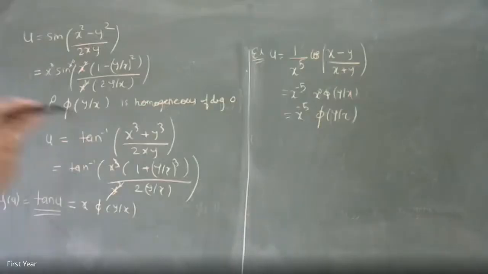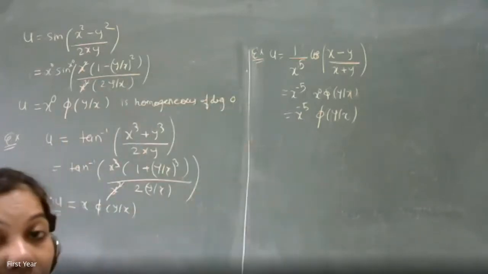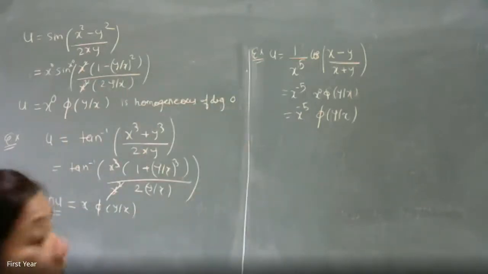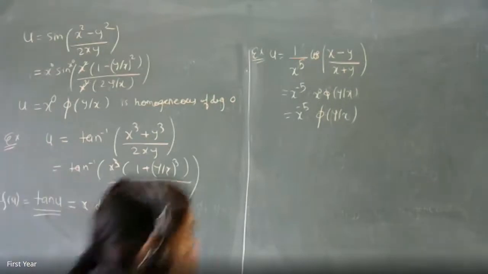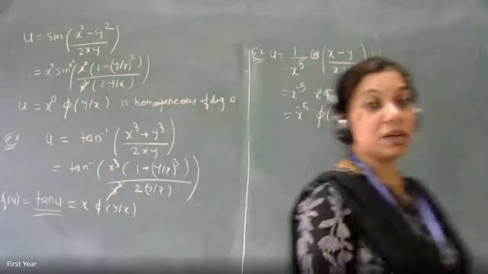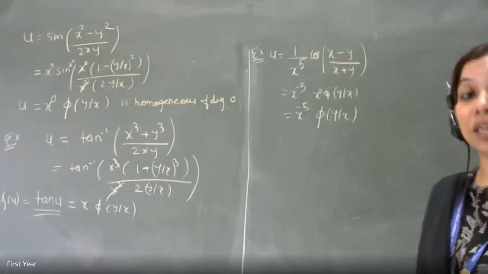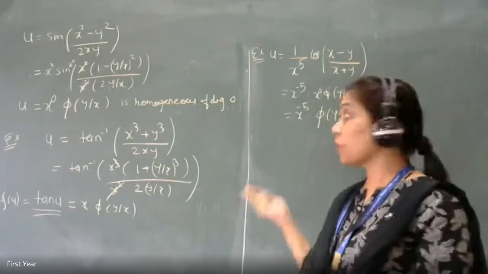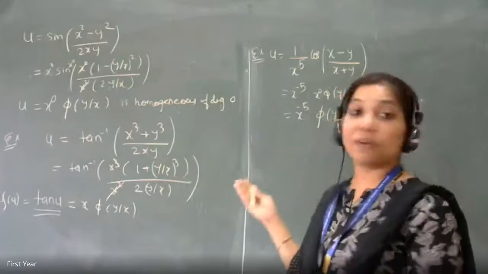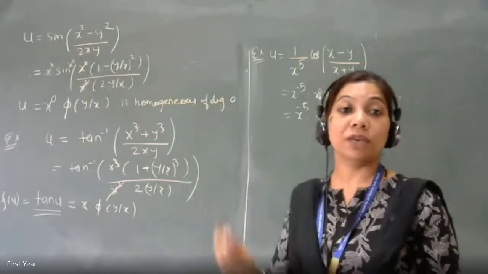Okay, so let's go to the actual topic now. This will be there definitely in your MCQ. But why are we studying this? Why are we studying this homogeneous function? Because there is something called Euler's theorem. Euler actually gave the partial derivative equation for homogeneous function.